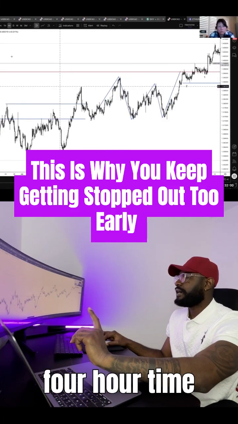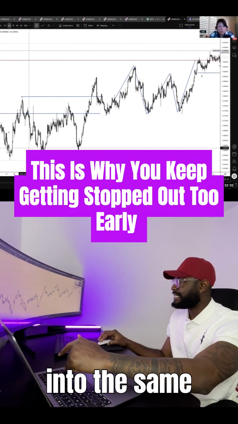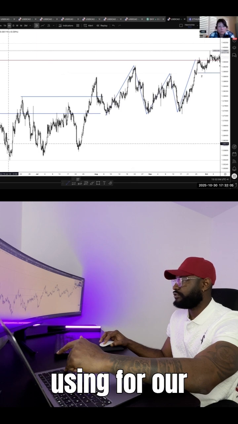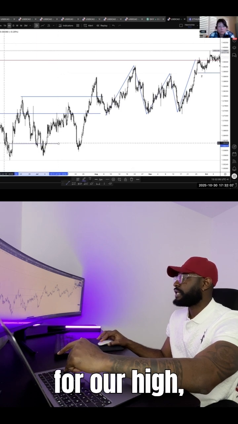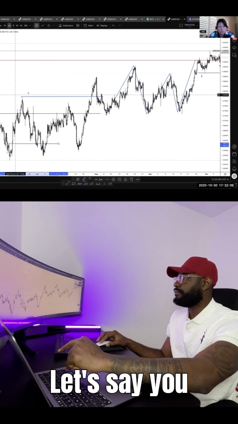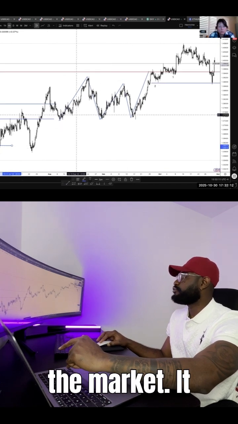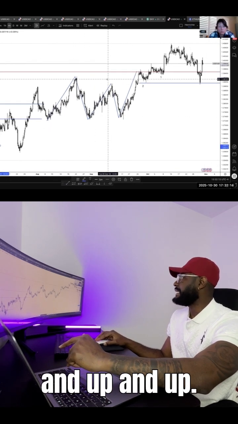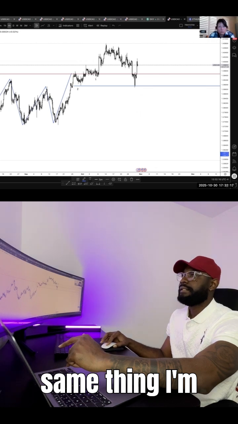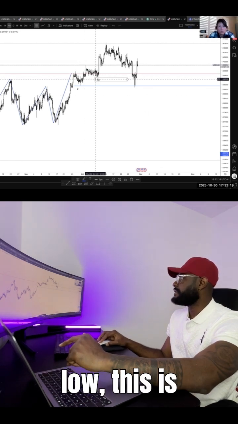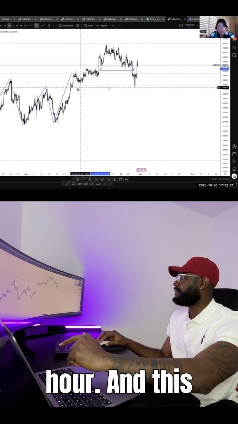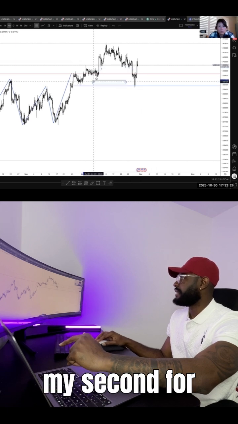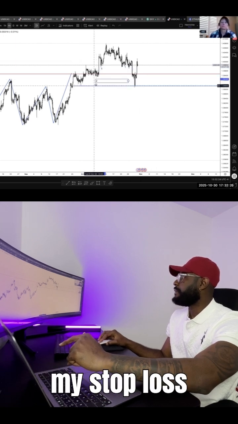Now, on the 4-hour time frame, let's say you got into the same trade using 4-hour. This is the 4-hour high, 4-hour low, break of structure. Let's say you kept trailing, moving with the market, and it kept going up and up and up. This is the same thing I'm going to do. This is the first 4-hour low, and this right here is my second 4-hour low, and this is where my stop loss is going to be.